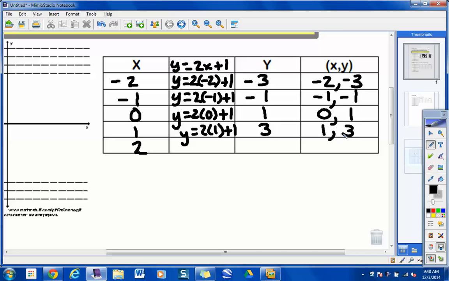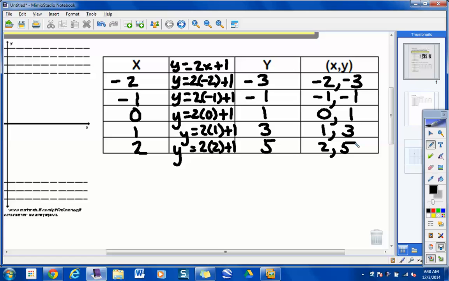Okay, and then finally, plug in that last value of 2. How many inputs are you going to have total here? 5. Okay, so we'll go y equals 2 times 2 plus the 1 here. Do 5 of you guys agree with 5 there? Okay, so the next point would be 2 comma 5.